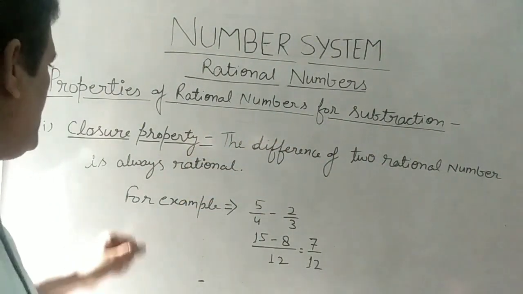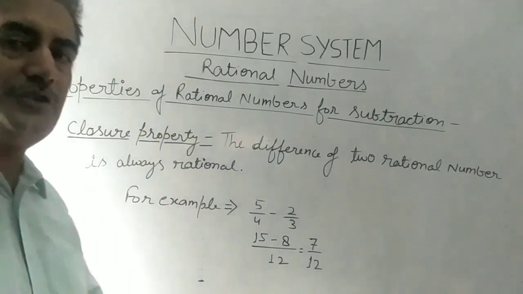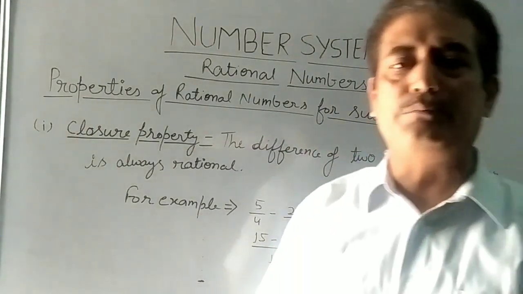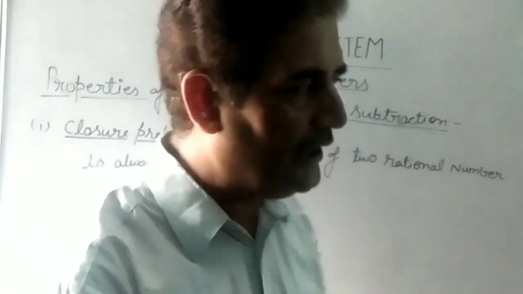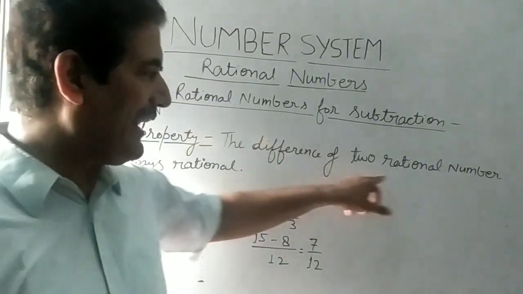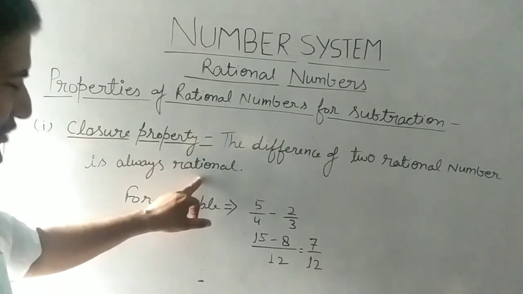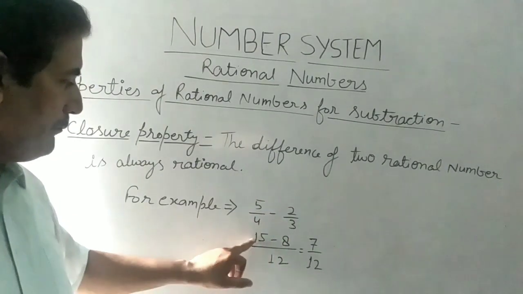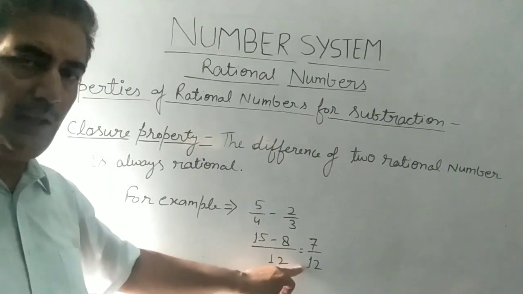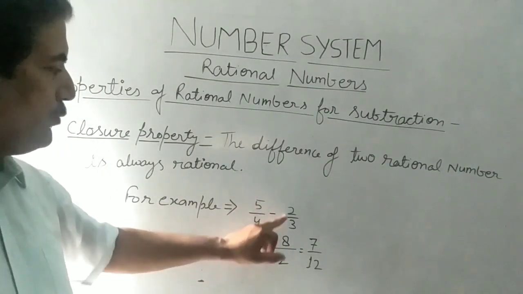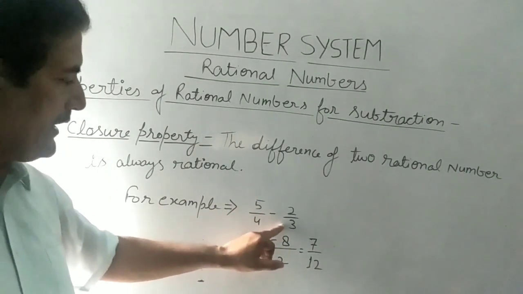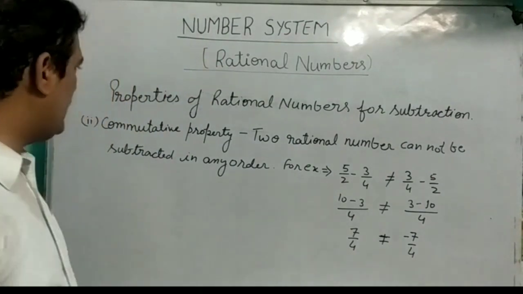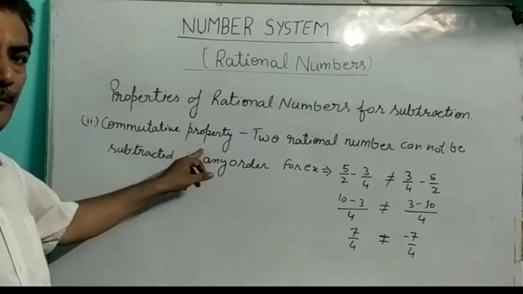The first property is closure property. In addition, what do we do in closure property? The sum of two rational numbers is always rational. Similarly, in subtraction, the difference of two rational numbers is always rational. For example, 5 by 4 minus 2 by 3, 15 minus 8 by 12 equals 7 by 12. Here, 5 by 4 and 2 by 3 are rational numbers, and their difference 7 by 12 is also a rational.